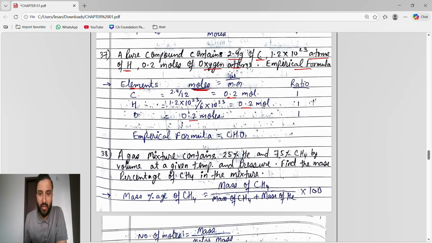The number of moles means given mass by molar mass. Molar mass of carbon is 12. You will get 0.2 mole. Now here, atoms are given. Atoms means this, so we will use this divided by Avogadro number. We will get 0.2 mole.